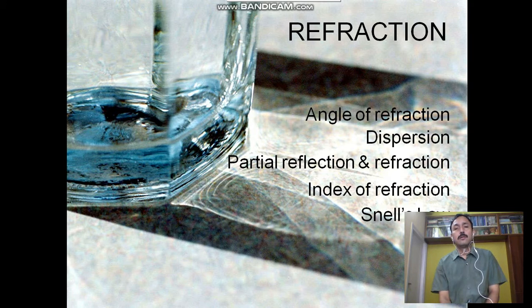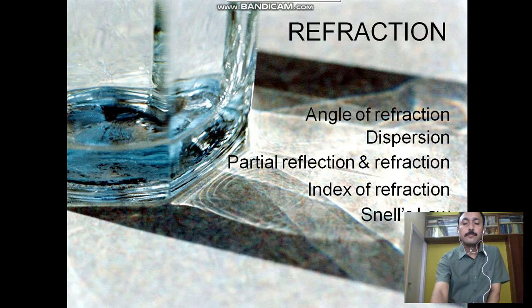In short, when light comes from a rarer medium to a denser medium, then on passing through the surface of the denser medium, the light bends towards the normal. But when light comes from a denser medium towards a rarer medium, then it moves away from the normal. This phenomenon of light is known as refraction of light.